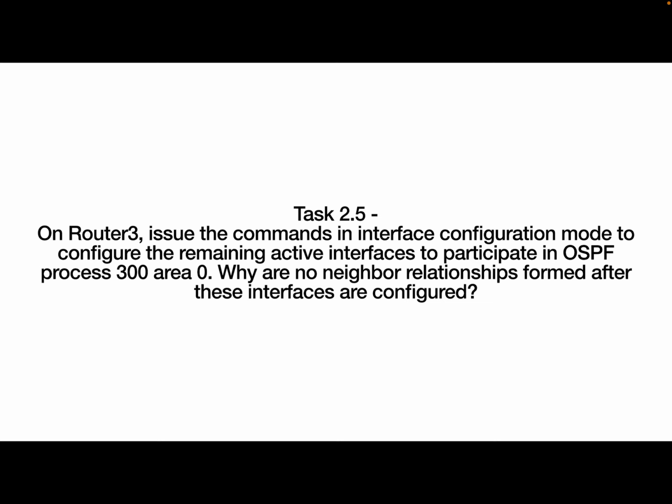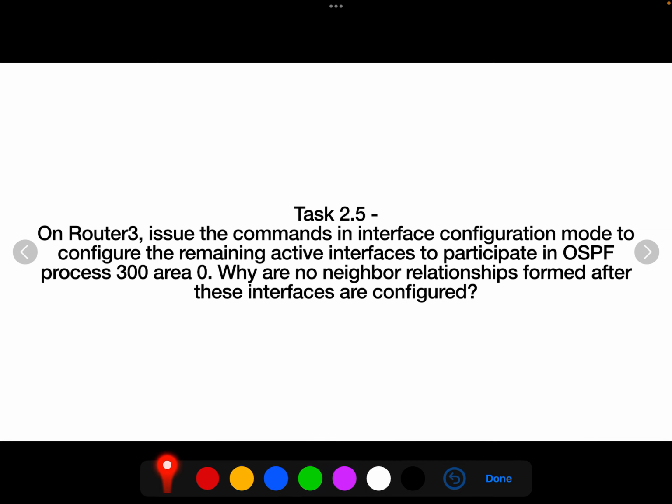On router 3, issue the commands in interface configuration mode to configure the remaining active interfaces to participate in OSPF process 300 area 0. Why are no neighbor relationships formed after these interfaces are configured? I know that's quite wordy, but we are going to enter the commands in interface configuration mode to configure all the other interfaces on router 3 with process ID 300 area 0.